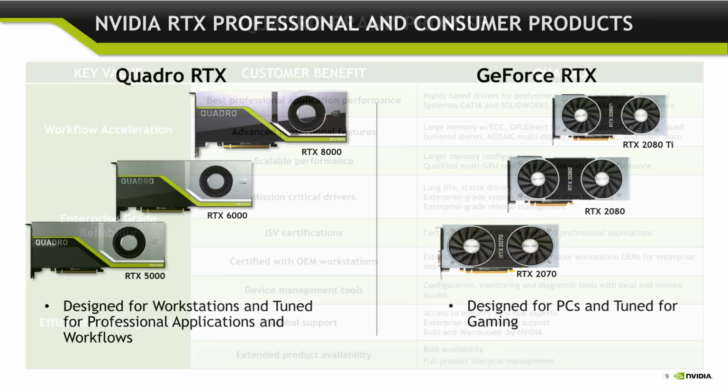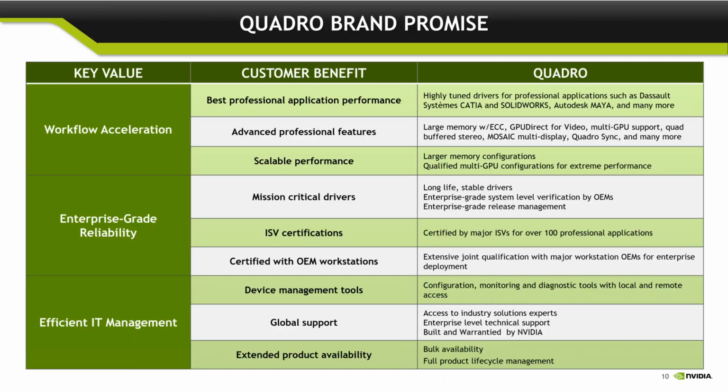Some benefits of Quadros against the consumer cards. There is workflow acceleration in terms of ISV support. So there are features which are available on the Quadro which accelerate your application performance compared to your consumer cards. It comes with more reliable memory such as ECC memory, which makes sure that your application does not crash often.